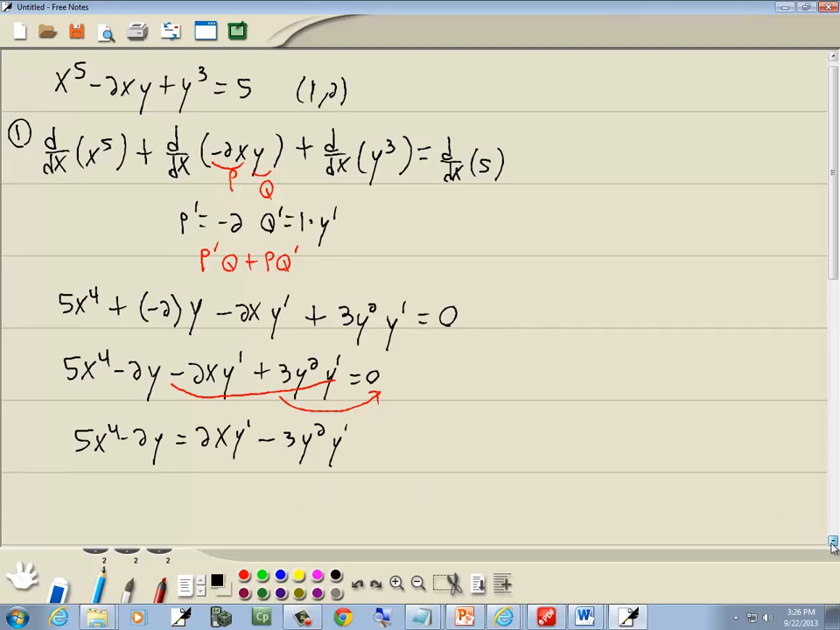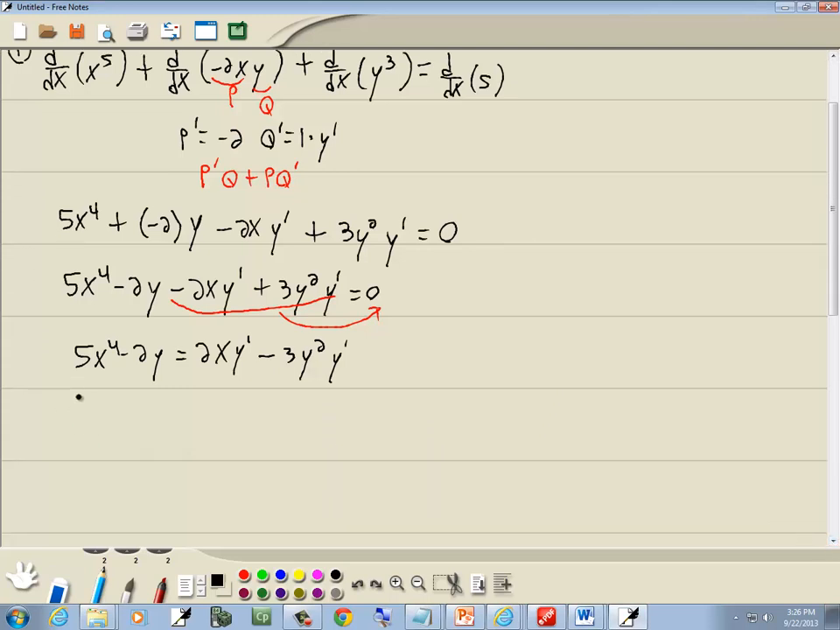Now step 4. If y prime is in 2 or more different pieces, 2 or more terms, just as long as you've got a minus or plus between them. Well, this is in 2 pieces. We've got our first piece here and our second piece here. They do not have to be terms, so keep that in mind, just as long as it's 2 separate pieces. Well, we've got y prime here, so we'll factor out a y prime. And that gives us 2x minus 3y squared.